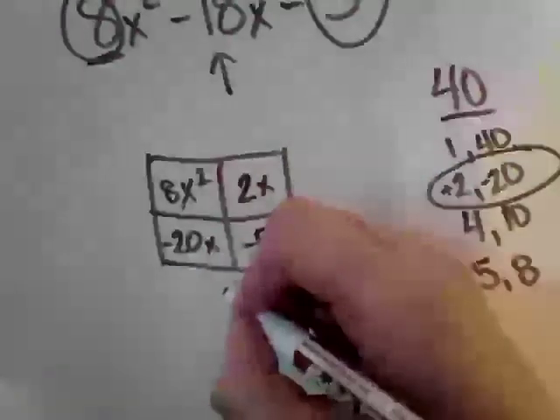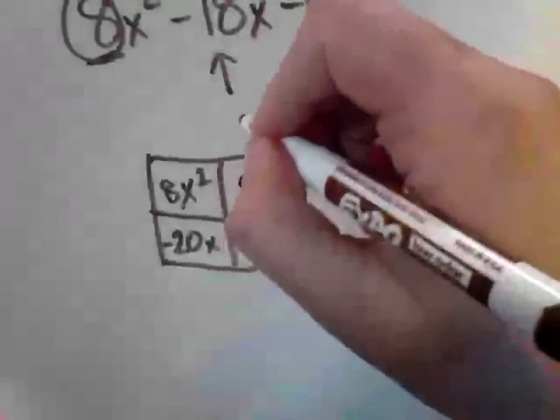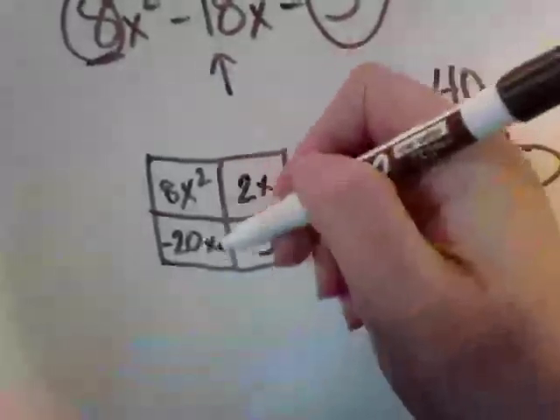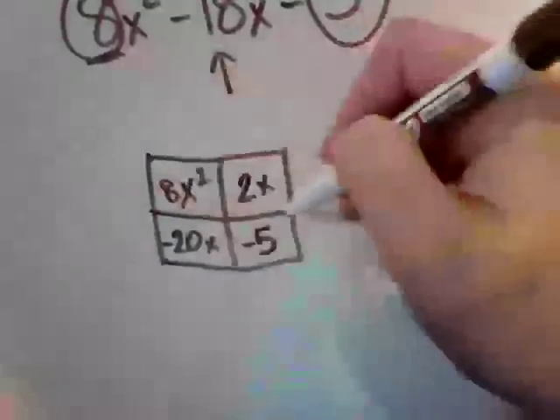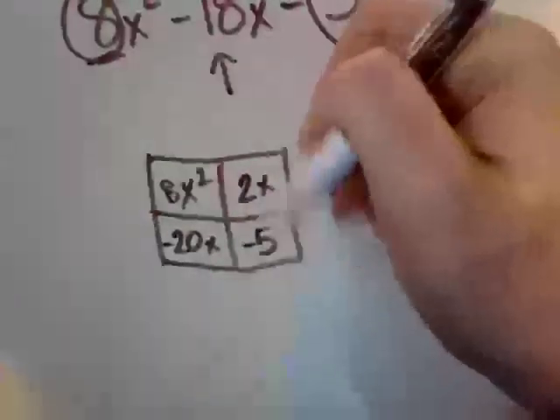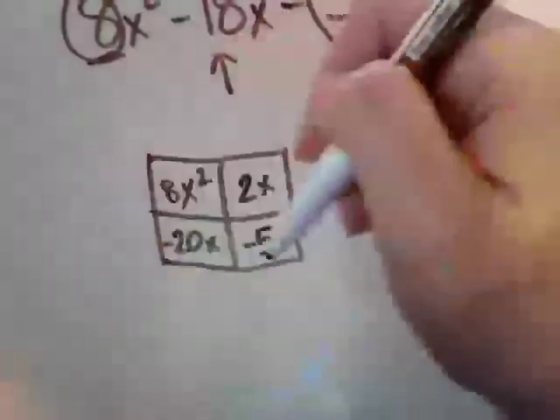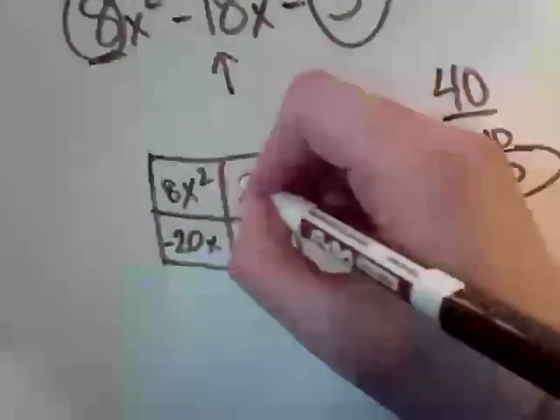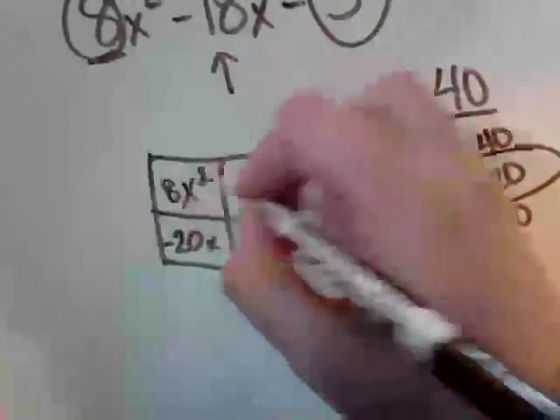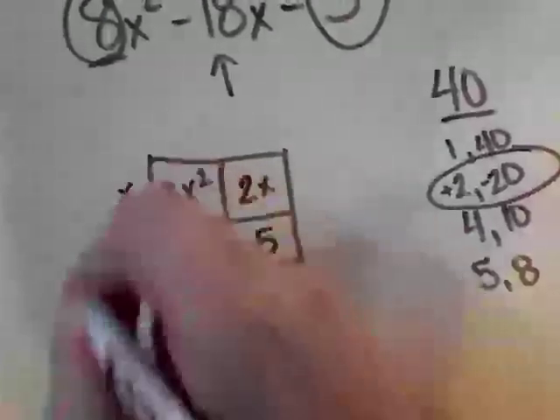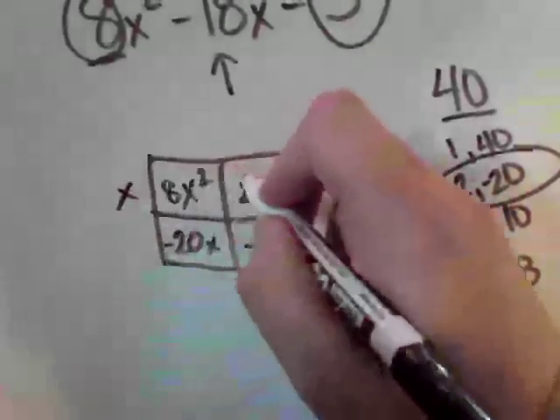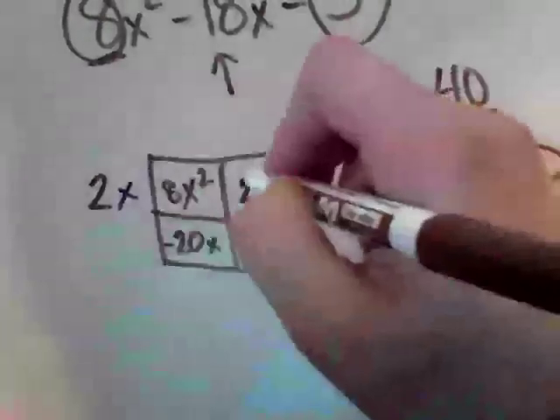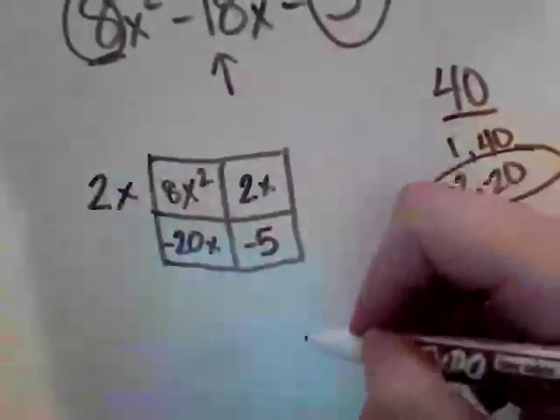When I am using the box method, what I'm doing is factoring out the greatest common factor for each row and each column. That'll give me my two binomials. I'm going to start with just the top row. I've got 8x squared and I've got 2x. They both have an x in it, so I know I'm going to be able to factor an x out. And then 8 and 2, well, their greatest common factor is 2. So out of the top row, I just factored out a 2x.